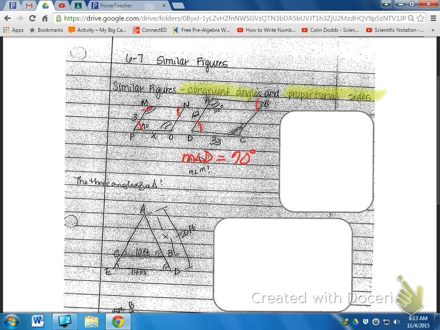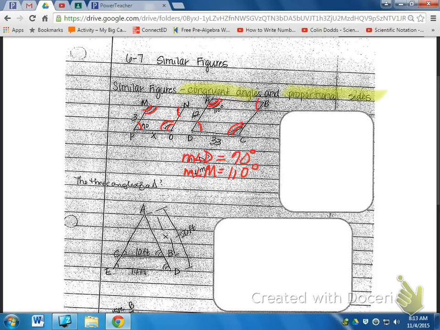Notice that M has two arcs, O has two arcs, A has two arcs, and C has two arcs. That means they're all the same. What would the measure of angle M be, Dakota? 110, because it matches angle A. So in similar figures, the angles that match up, the ones that are in the same spots, are congruent. Okay, they're called corresponding.